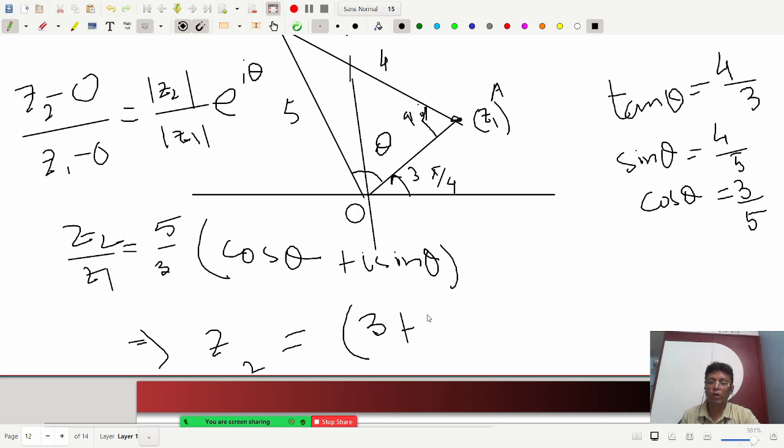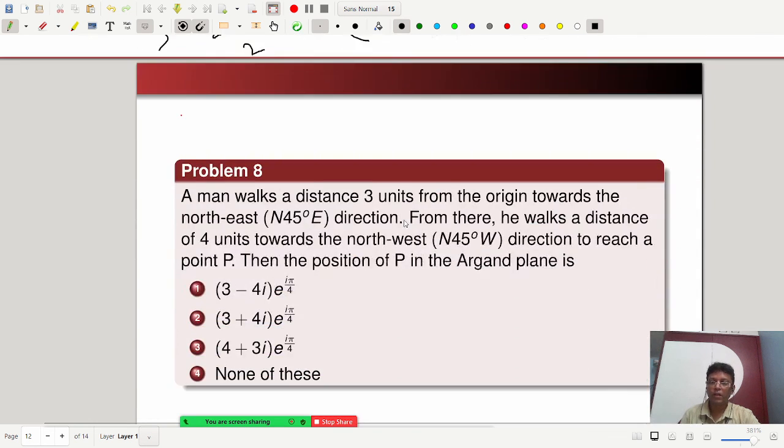So that will be equal to 3 plus 4i, because your z1 is 3 e to the power i pi by 4, that is the representation of z1. So this will be e to the power i pi by 4. That is your z2 by using Coni's theorem and the rotation. So that is the representation of z2.